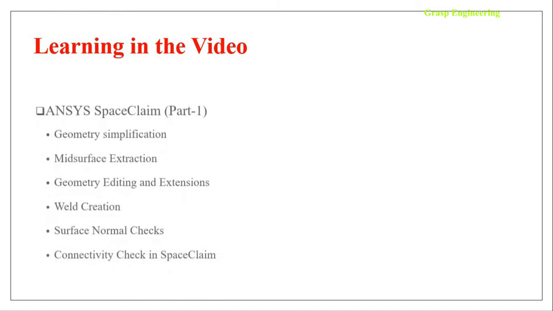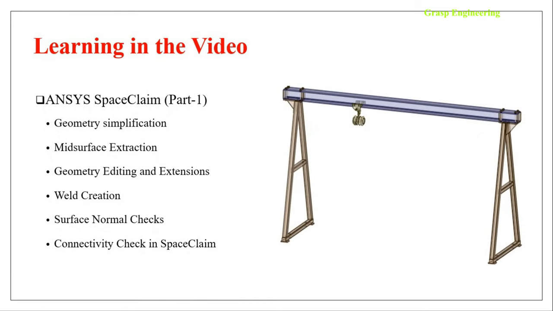So this slide represents the learning in this video. In part one, we first discuss how to simplify this complex geometry, which consists of I-beams as well as pipes, bolted connections, and stiffeners. We will try to simplify that. We will extract the mid surface. We will do a few geometry editing as well as extension operations using SpaceClaim, and we will also discuss how to create a weld at the connections when there are no contacts present. We also discuss how to check the surface normals as well as how to check the connectivity in SpaceClaim or ANSYS Mechanical.